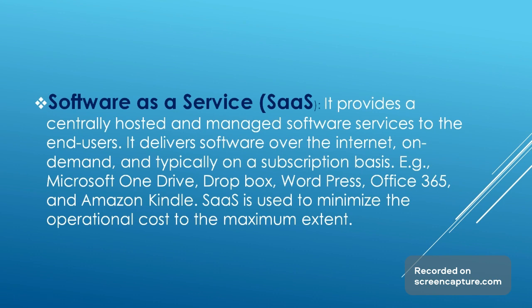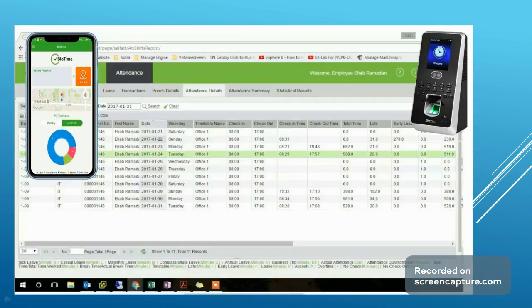Software as a service provides centrally hosted and managed software services to the end user. It delivers software over the internet on demand and typically on a subscription basis. For example, Microsoft OneDrive, Dropbox, WordPress, Office 365, and Amazon Kindle. Software as a service is used to minimize the operational cost to the maximum extent.